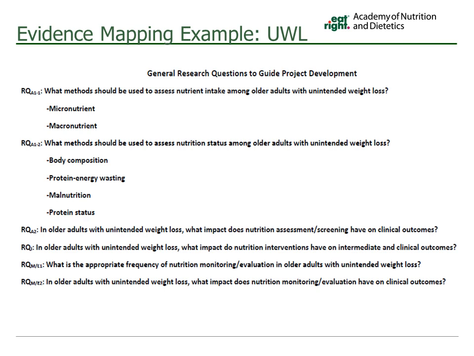And then here are the questions that would come out of that kind of evidence mapping. So for example, the first research question might be what methods should be used to assess nutrient intake among older adults with unintended weight loss? And they want to look at both macro and micro. The second research question that came out would be what methods should be used to assess nutrition status among older adults with unintended weight loss. And again, looking at body composition, protein energy wasting, malnutrition, protein status. And so you get a sense of how the very specific questions are generated from a very broad topic like undesirable weight loss.